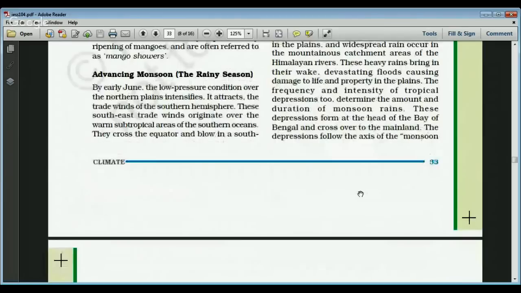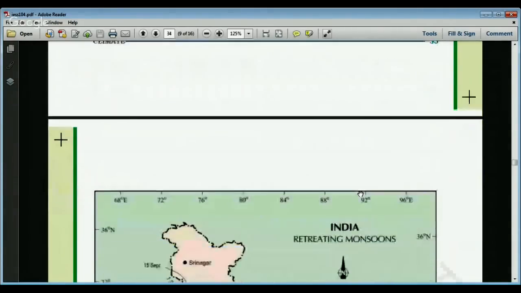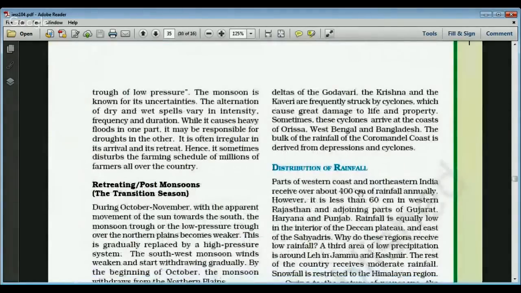And these heavy rains actually bring in their wake devastating floods, and they cause damage to life and property. Then the frequency and intensity of tropical depressions too determine the amount and duration of monsoon rains. These depressions form at the head of the Bay of Bengal and they cross over to the mainland. Most of the tropical cyclones form in the region of the Bay of Bengal on the eastern coast of India, and the depressions follow the axis of the monsoon trough of low pressure, and that is why the monsoon is known for its uncertainty.